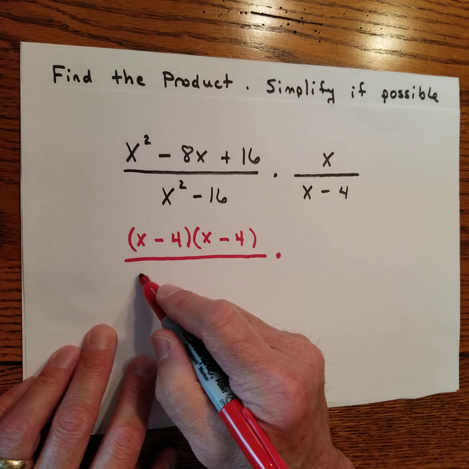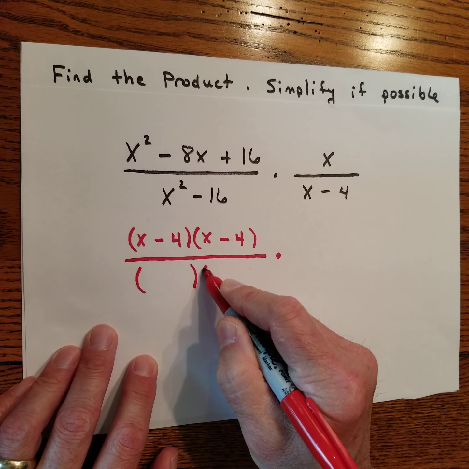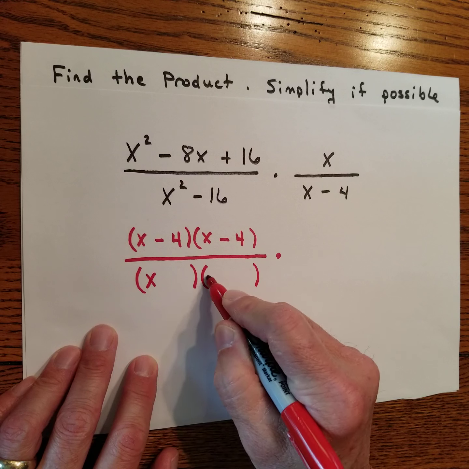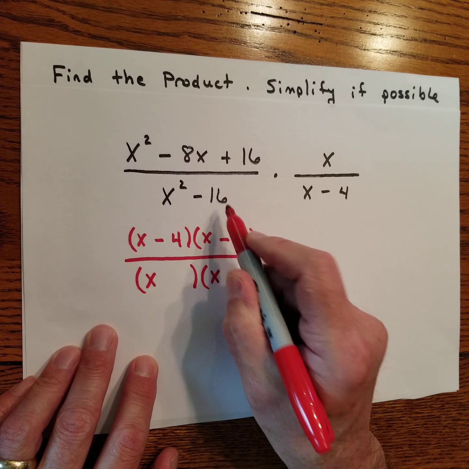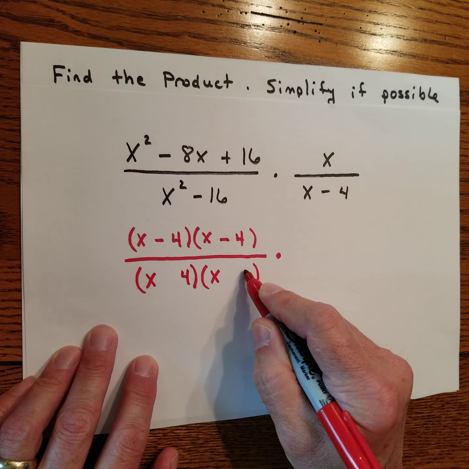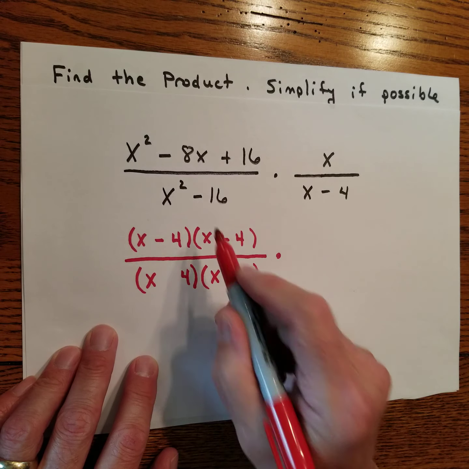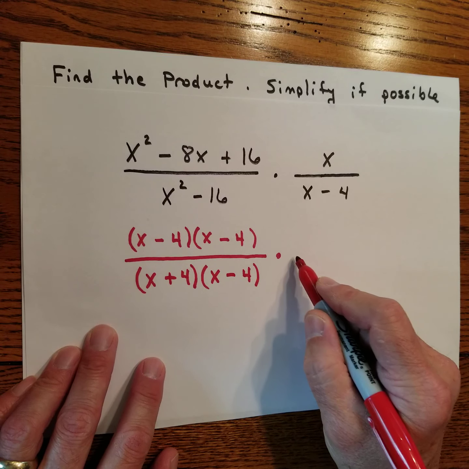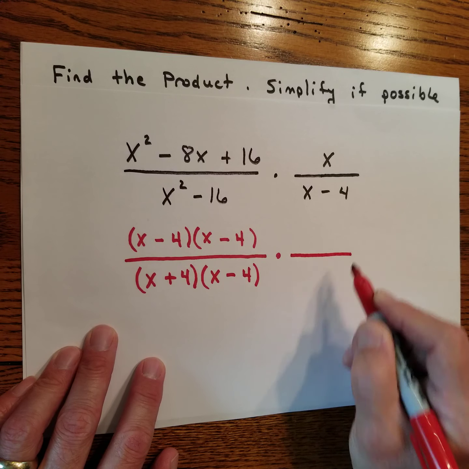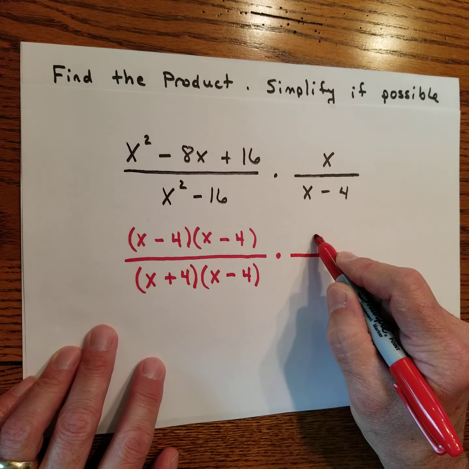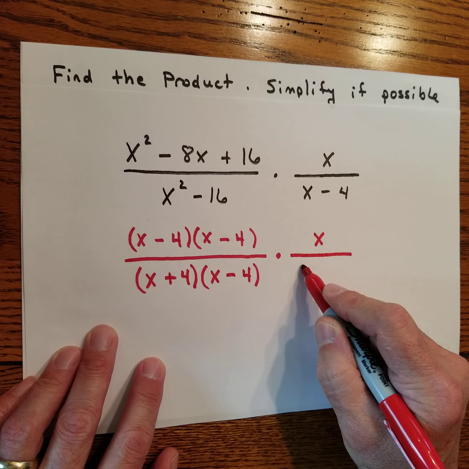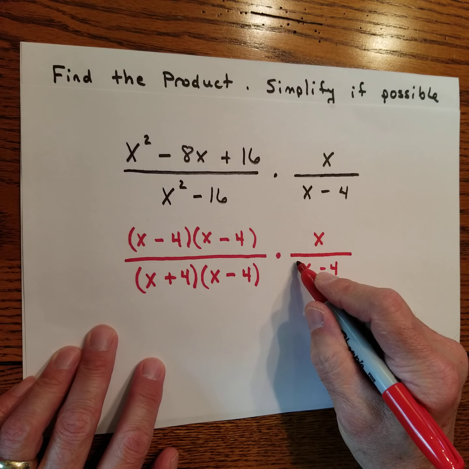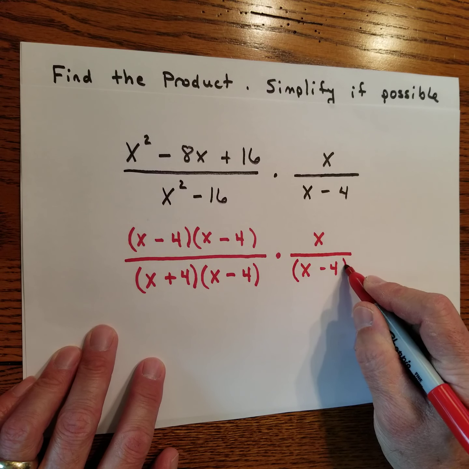This is a difference of squares. I know a difference of squares factors this way. X squared, x times x. 16, 4 times 4. Make one plus, make one minus. Let's copy the other fraction. There's nothing to simplify in the top. There's nothing to factor in the bottom. If you like, you can put this x minus 4 into a set of parentheses.